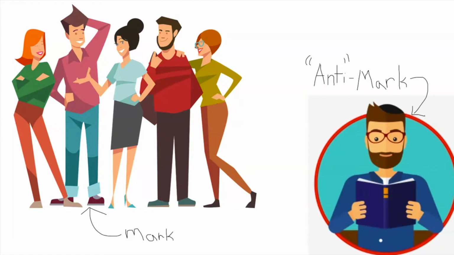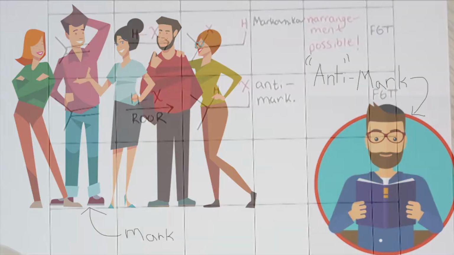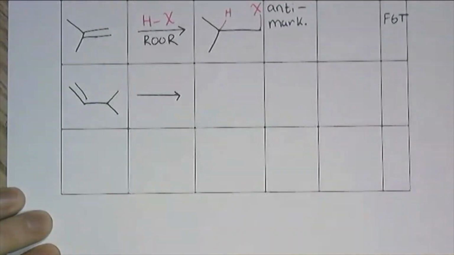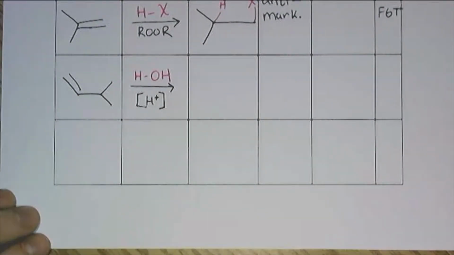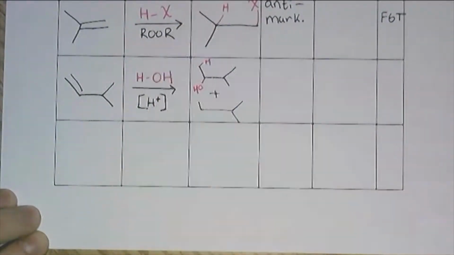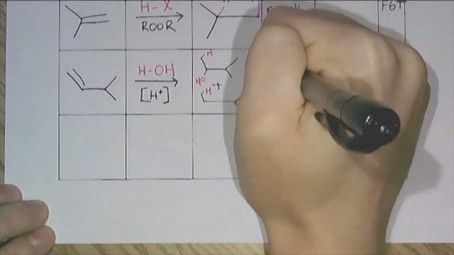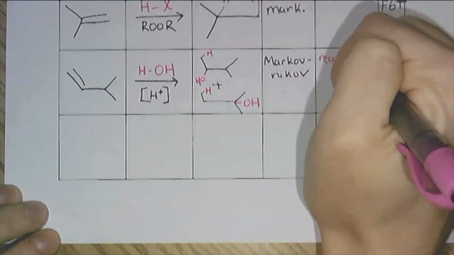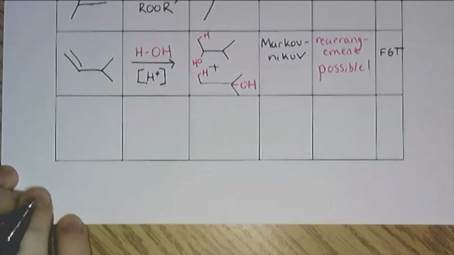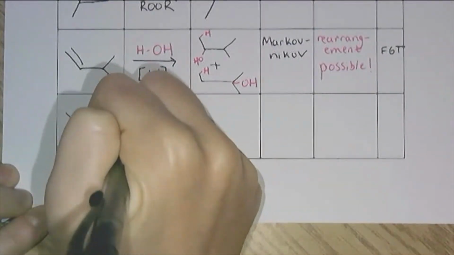Therefore, for Markovnikov products, the substituent is at the most substituted position on the product, whereas the Anti-Markovnikov product is a little bit more introverted and the opposite, at the lesser substituted position. When you add water in acidic conditions, you can have two of these products, and rearrangement is possible. However, it's still considered a Markovnikov product because the substituent is going to the more substituted position than the hydrogen is.